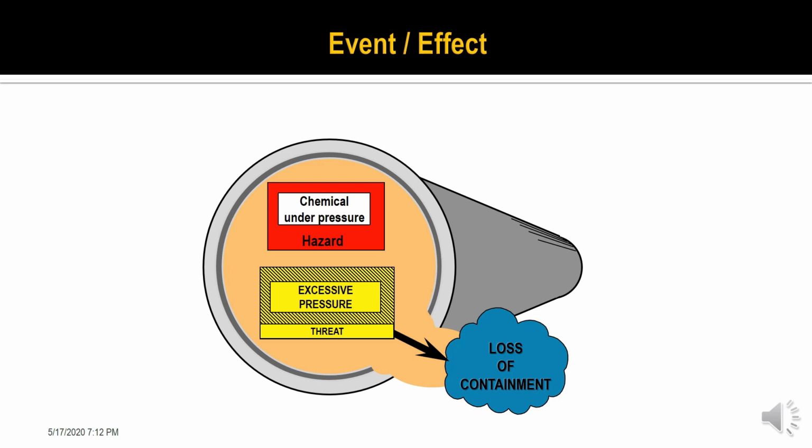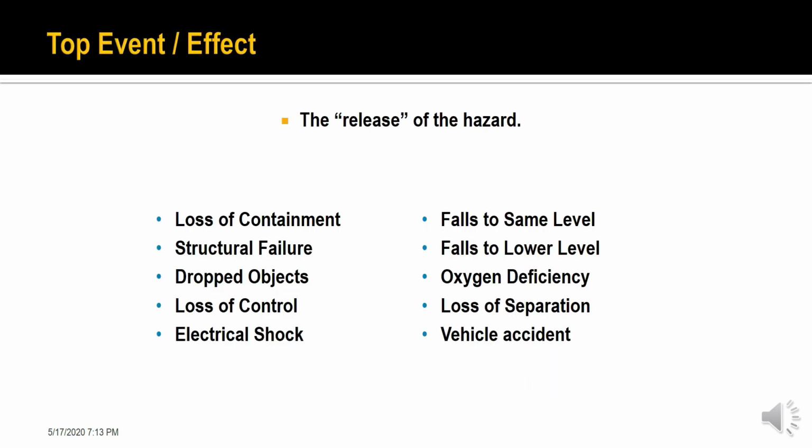This is the event or the effect. Now you can see all these things are coming together. Hazard is chemicals. Threat is excessive pressure. When the excessive pressure applies on the storage tank, it will start leaking. So the loss of containment or leakage is known as either event or effect. So these are some examples of release of the hazard and what is the event. Loss of containment, something starts to leak.